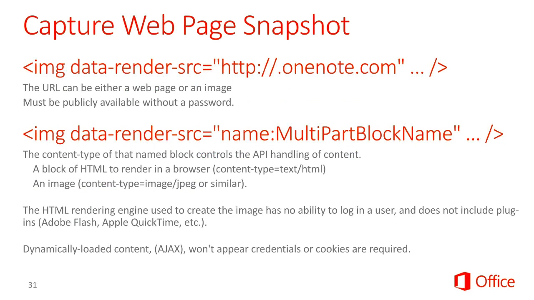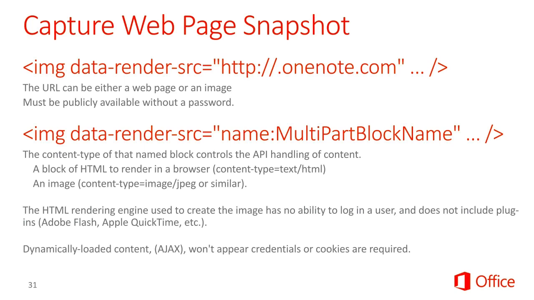So here I'm just pointing to OneNote.com. The second method is useful when a web page is more complex than the OneNote page can render out, or when a page requires login credentials. It's important to note that the HTML in the non-presentation block cannot use the data-render-src attribute, right? So that's just going to be this content type is going to be a named block control that's going to handle the API of the content.